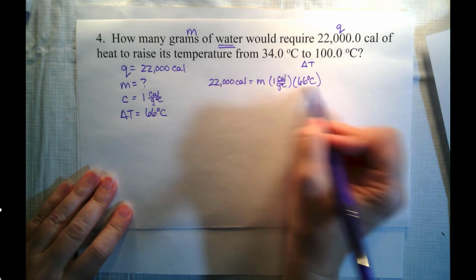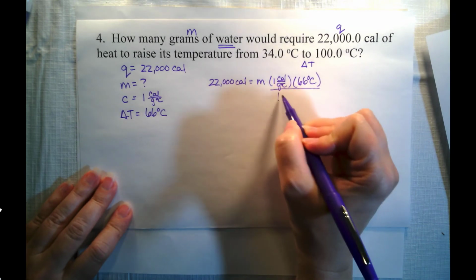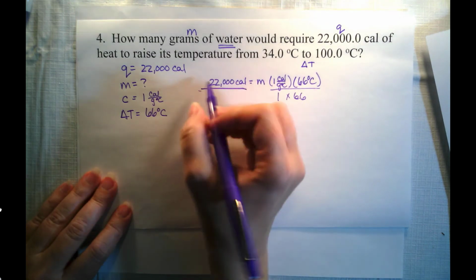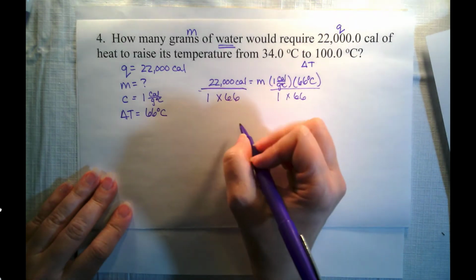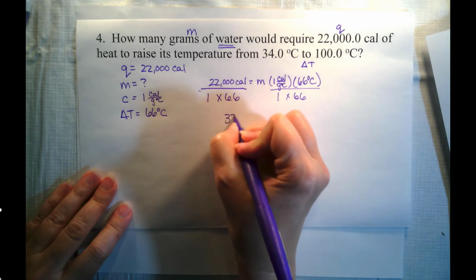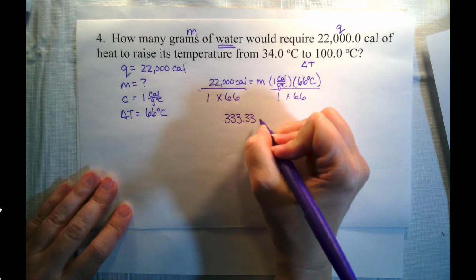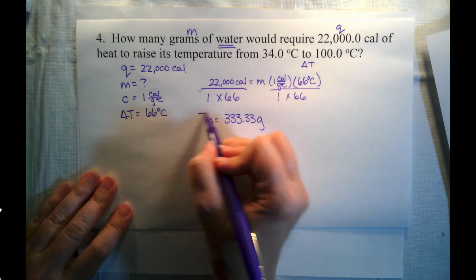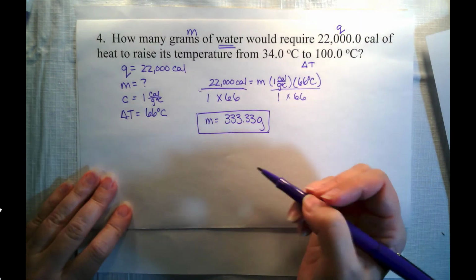Which means both of these move over here, meaning I'm going to divide both sides by 1 times 66. That's going to come over here, 1 times 66. All right, and so when I calculate that out, I get 333 grams as my mass. Okay. Now, one thing that can throw people off is just the algebra, moving things around.